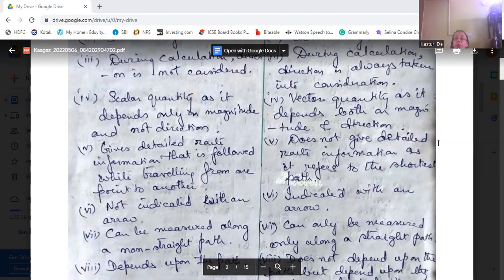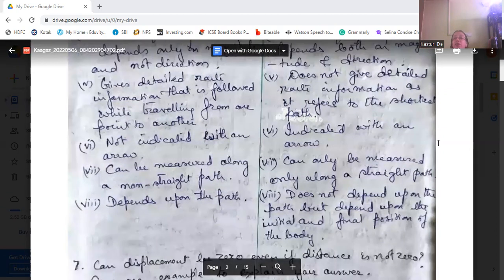Distance can be measured along a non-straight path also, but displacement can only be measured along a straight path. Distance depends upon the path, whereas displacement does not depend upon the path, but depends upon the initial and the final position.